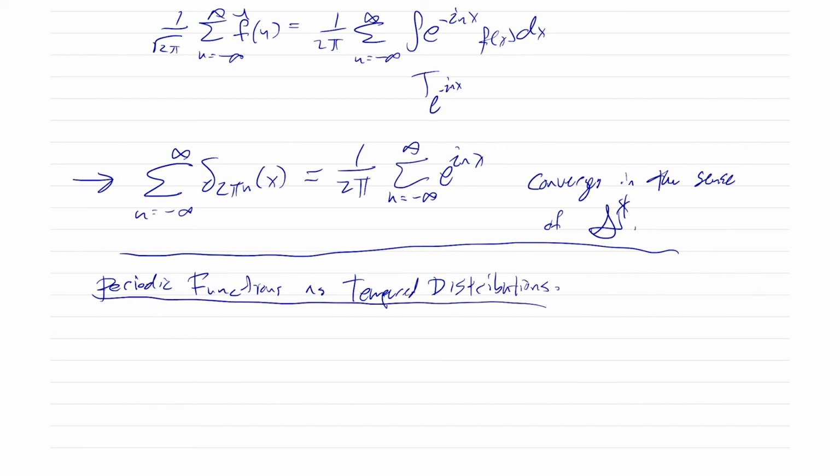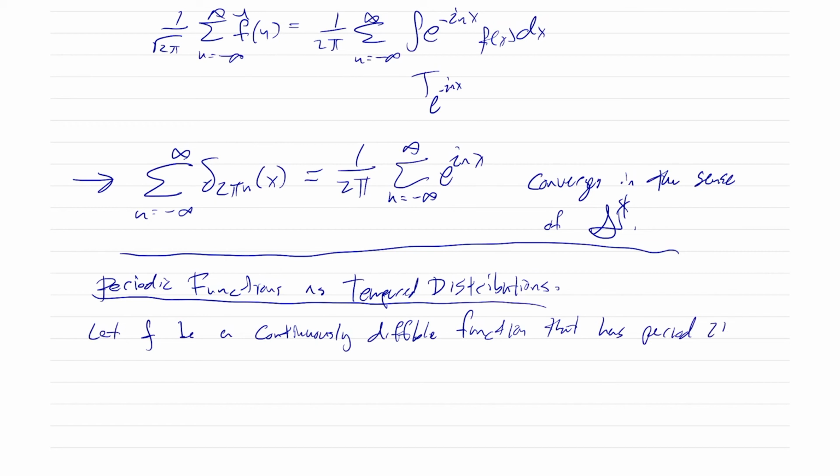And so what we're thinking, just to start, is that we're going to let f be a continuously differentiable function that has period 2 pi, and then if you take a look at its regular tempered distribution inside Schwartz space, it has this property where basically if you do a shifting, tau 2 pi of Tf is exactly just Tf back, right?